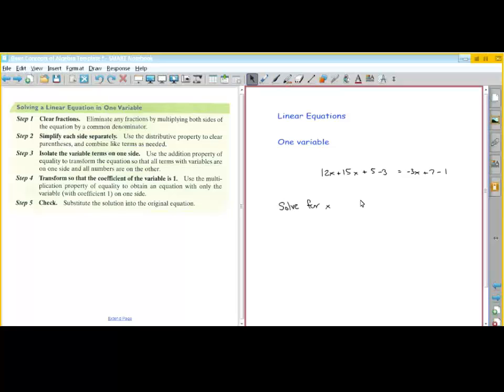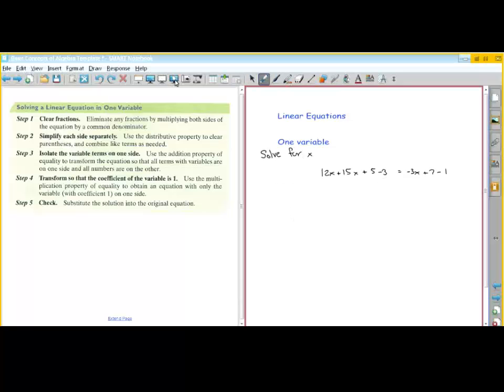So the first thing says clear fractions. Well, there are no fractions. Ultimately, what we're trying to do here is solve for x. So clear fractions, we've done that because we don't have to. It's already done. Use the distributive property to clear parentheses. So we don't have any parentheses, so we can skip that step. Combine like terms as needed.